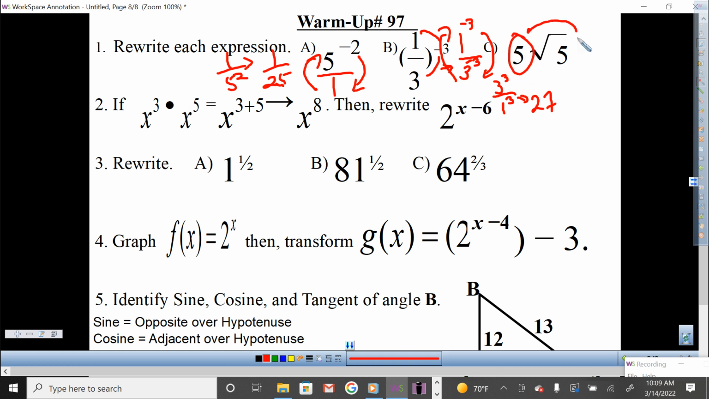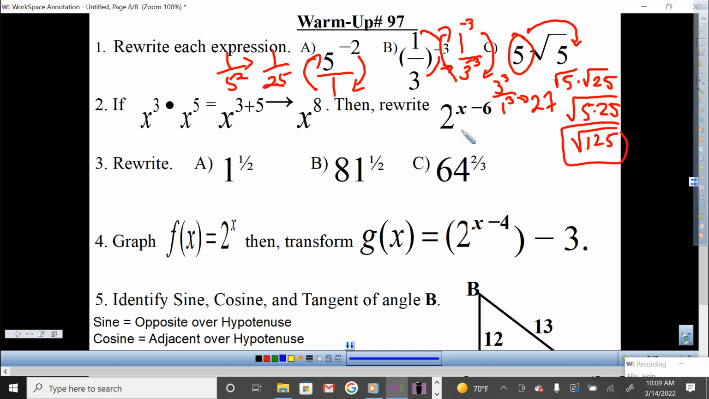Next, C. What was this one when it was inside? 25. So this is square root of 5 times square root of 25. That means this is square root of 5 times 25. That means square root of 125. Hands if you got that. Okay, good. Man, you guys are in the row.